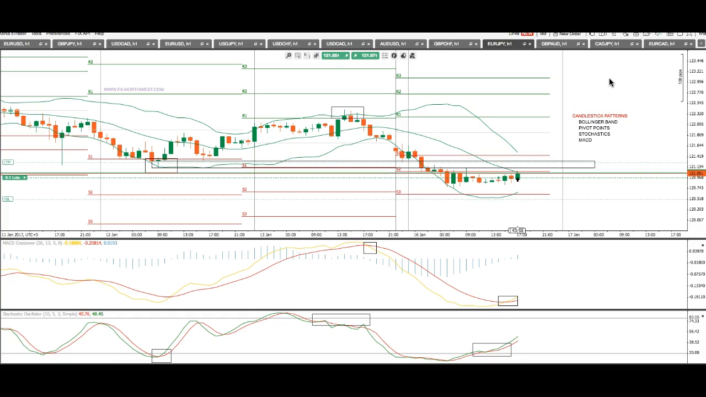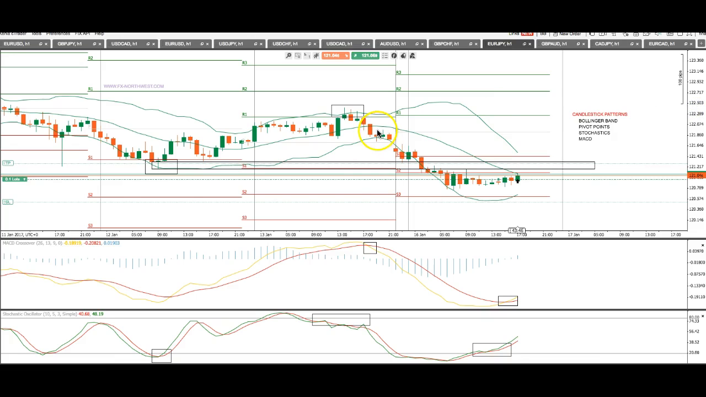Okay, you need to have a candlestick pattern, and that candlestick pattern or candlestick reversal pattern needs to be at an overbought or oversold condition. Okay, and what does that mean? Well, on pivot points, let's take this trade here that I took on Friday.